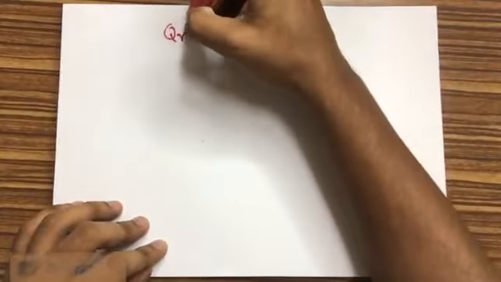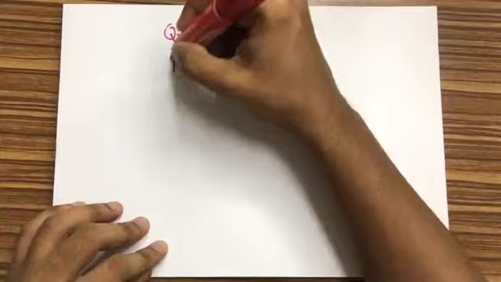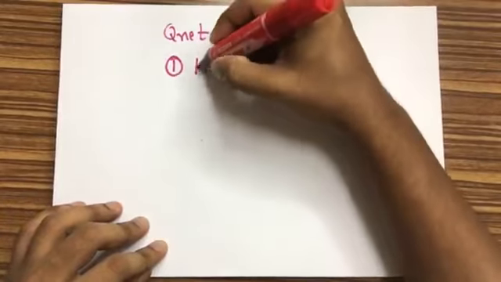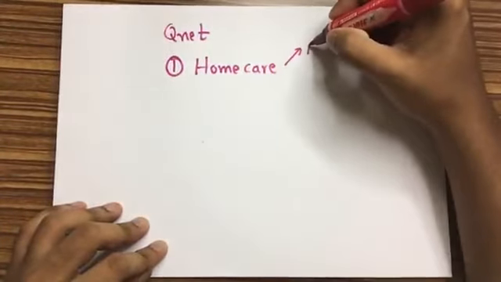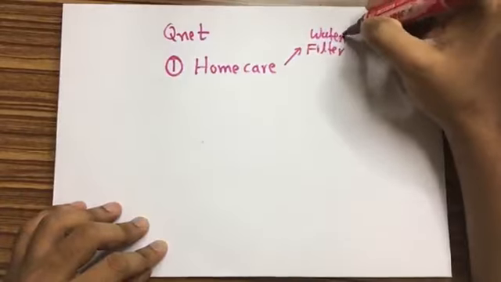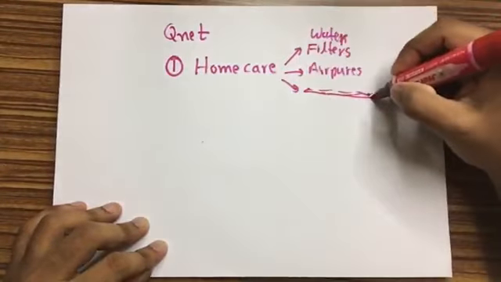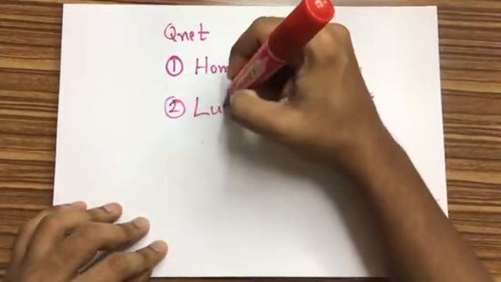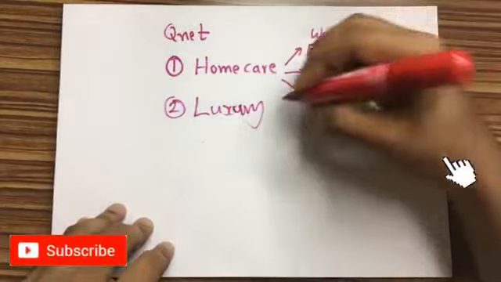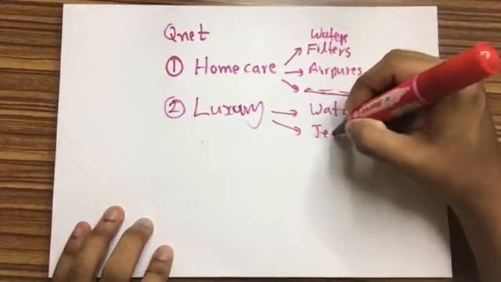Like any other organization selling products and services, in QNet we also have a range of products and services. So we categorize all these products and services into number one, home care. Under home care, we have a few water filters, air purifiers, and a few other products which are useful for your home. And the second category is called luxury. Under this luxury category, we have watches, luxury Swiss-made watches, and jewelries.